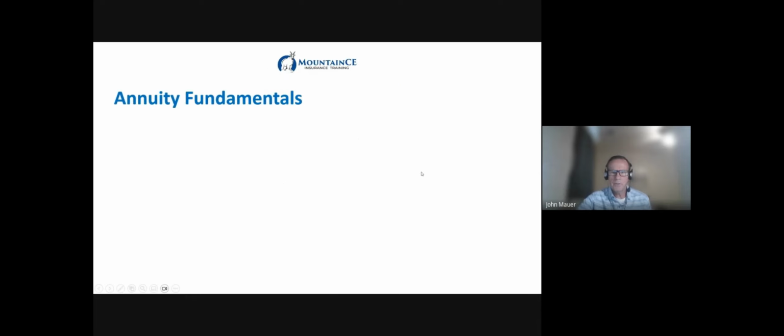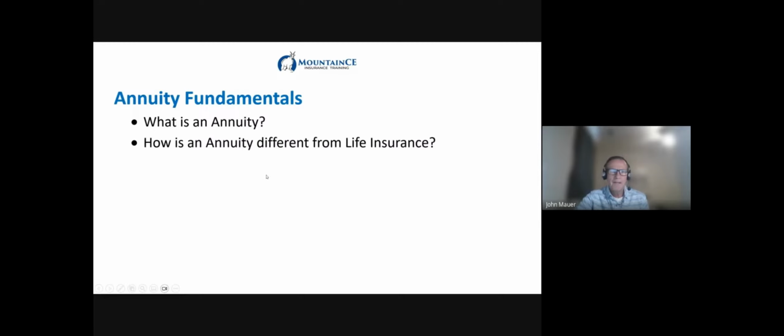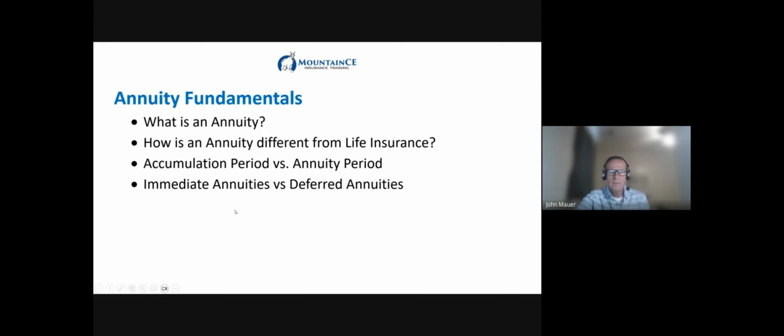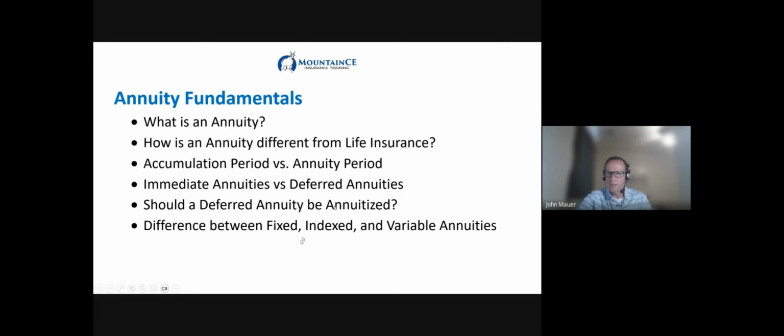And here's the agenda, what we're going to talk about. We'll start with the basics. What is an annuity? How is an annuity different from life insurance? We'll talk about what we mean by an accumulation period, as well as what an annuity period is. We'll talk about the difference between immediate annuities and deferred annuities. And we'll talk about the idea of annuitization, and whether a deferred annuity should be annuitized or not. The difference between fixed, indexed, and variable annuities. And we'll wrap things up this morning talking about reasons for using annuities. So that's the agenda for this hour.